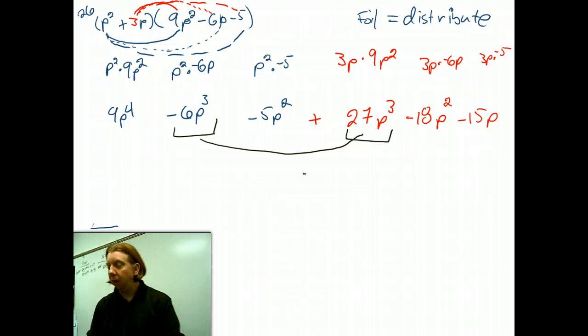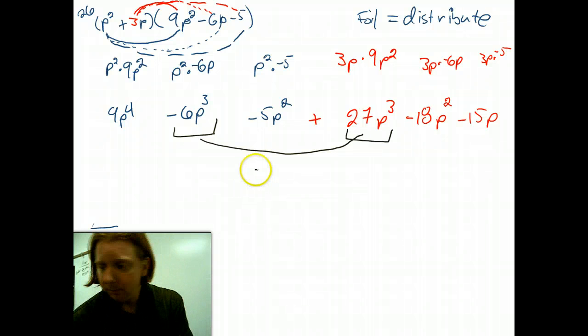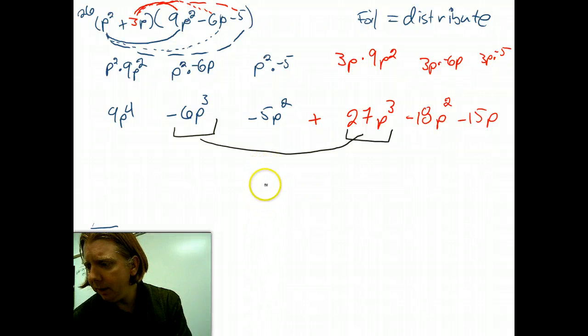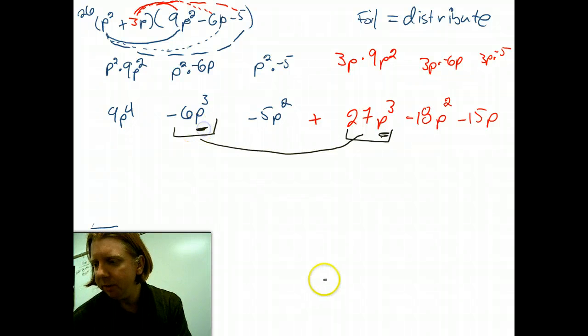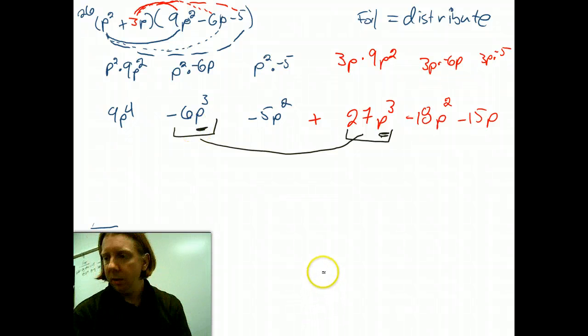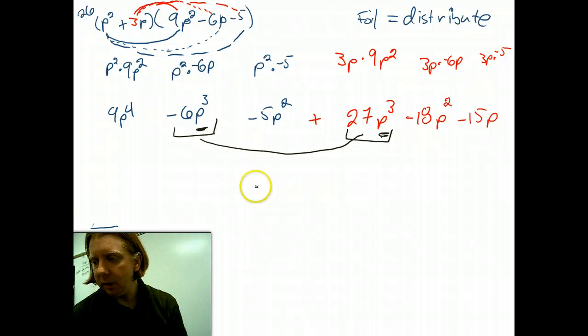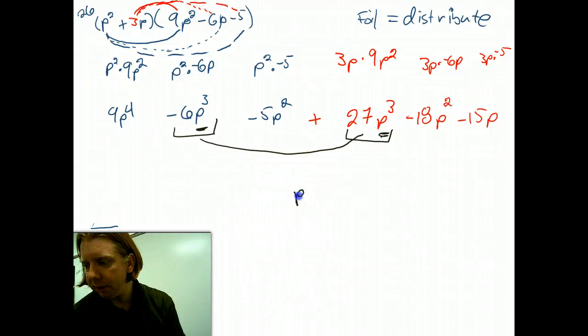It's okay. Okay. I'll just watch. And so we can combine these terms. What is that going to become anyways? Here's a p to the third. Here's a p to the third. What's that become? It's still p to the third. But what's the coefficient? 21.